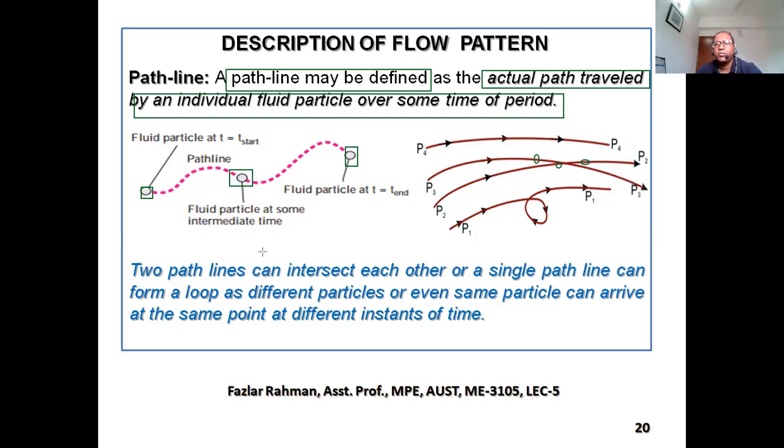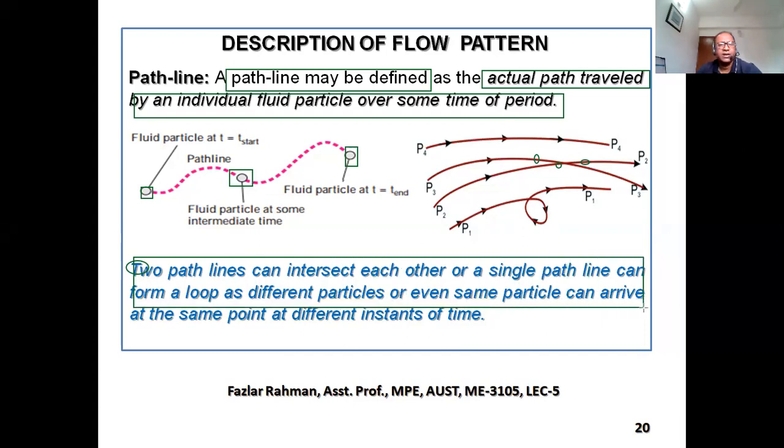Right over here, a fluid element might come back or pass through the same point several times. This fluid element is coming, it crosses this line, again it comes right over here, then goes downstream. Okay. So two path lines can intersect each other, or a single path line can form a loop, as different particles or even the same particle can arrive at the same point at different instants of time.